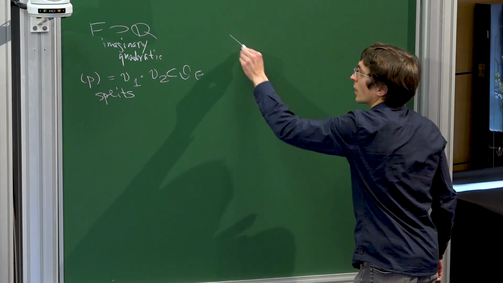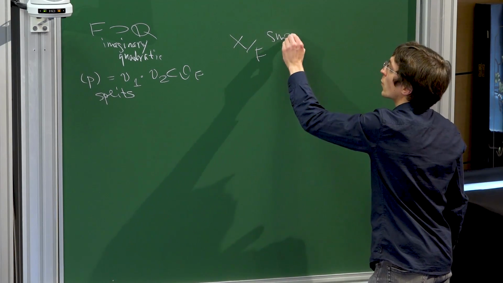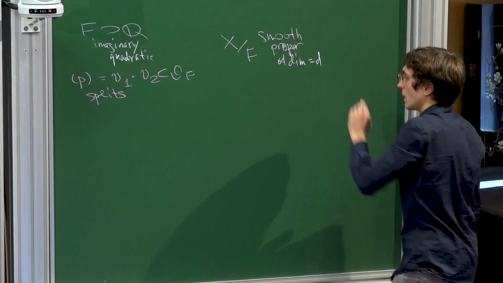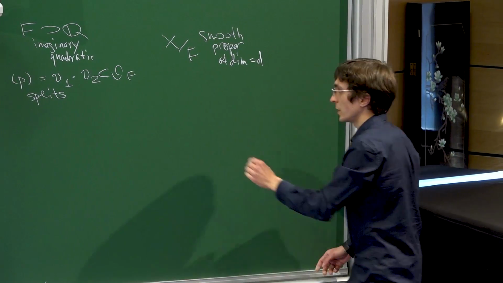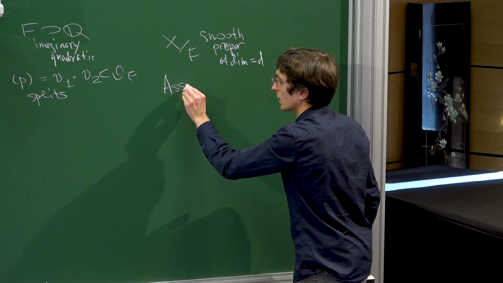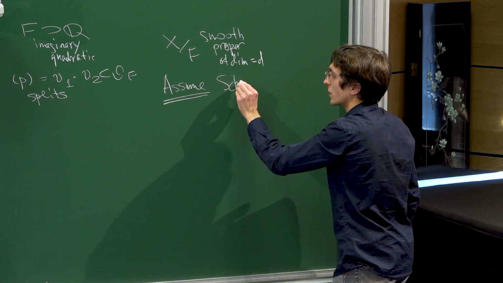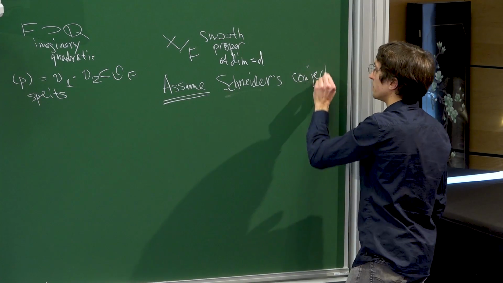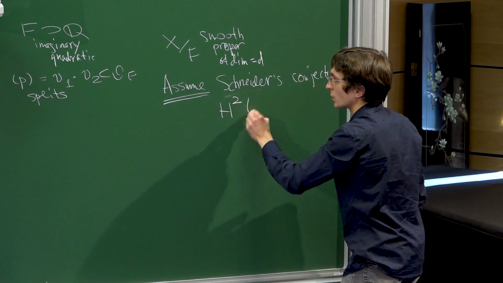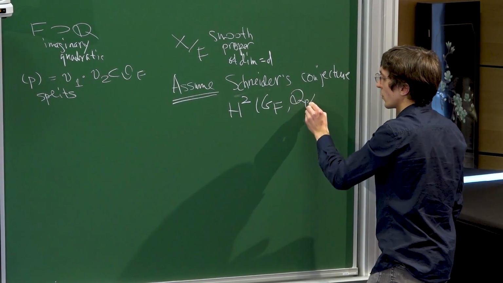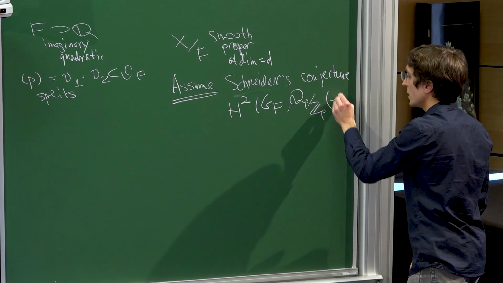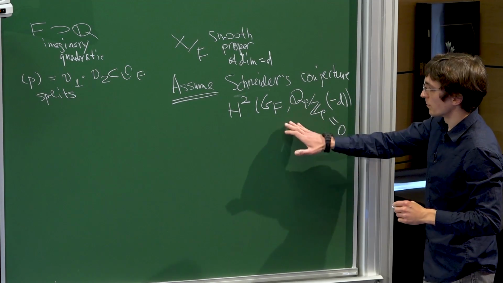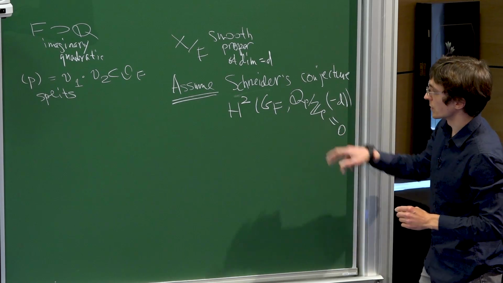So now let's say that my X lives over F, and it's smooth proper of dimension d as before. And the result I will state will be partially conditional, so let me assume the following conjecture in Galois homology. Assume Schneider's conjecture, which says that if I compute the second cohomology of the Galois group of this number field with coefficients in Qp/Zp twisted by the inverse of this d, then this will be 0. My understanding is that this is open in general, but for instance, for a given F and given p, it's true when d is large enough.